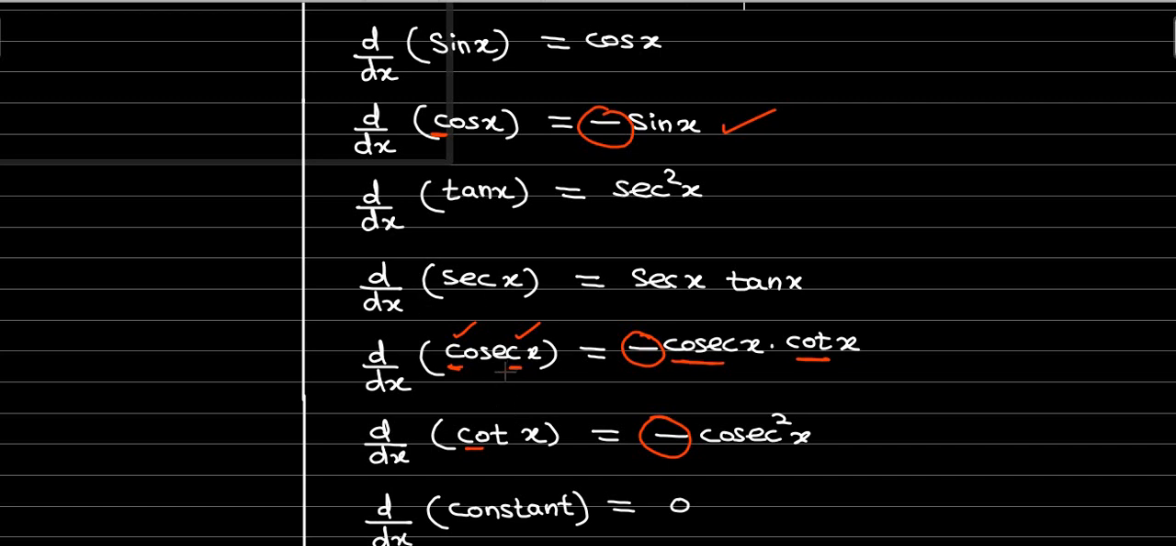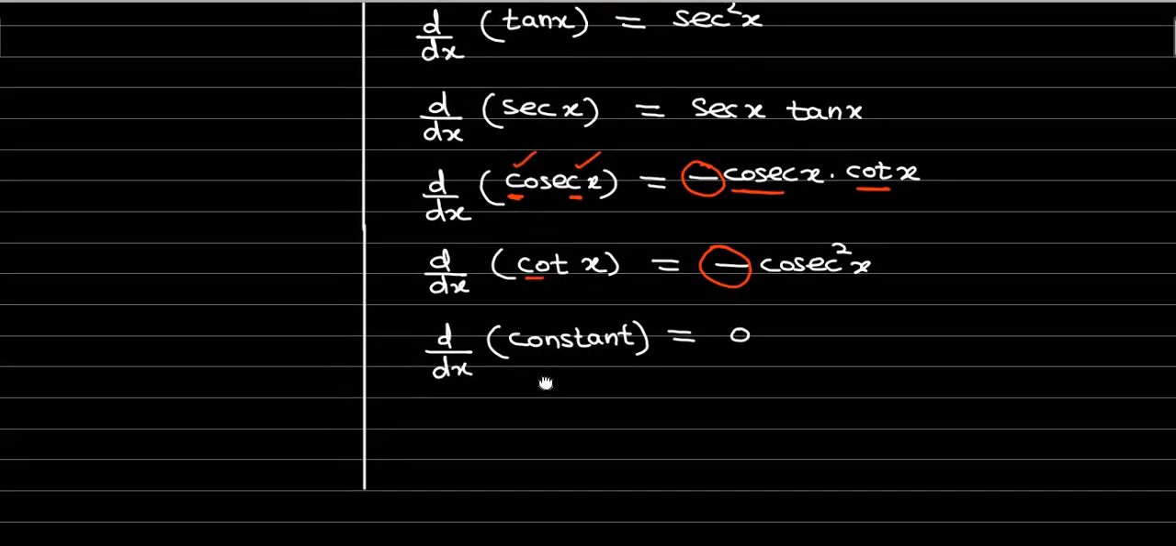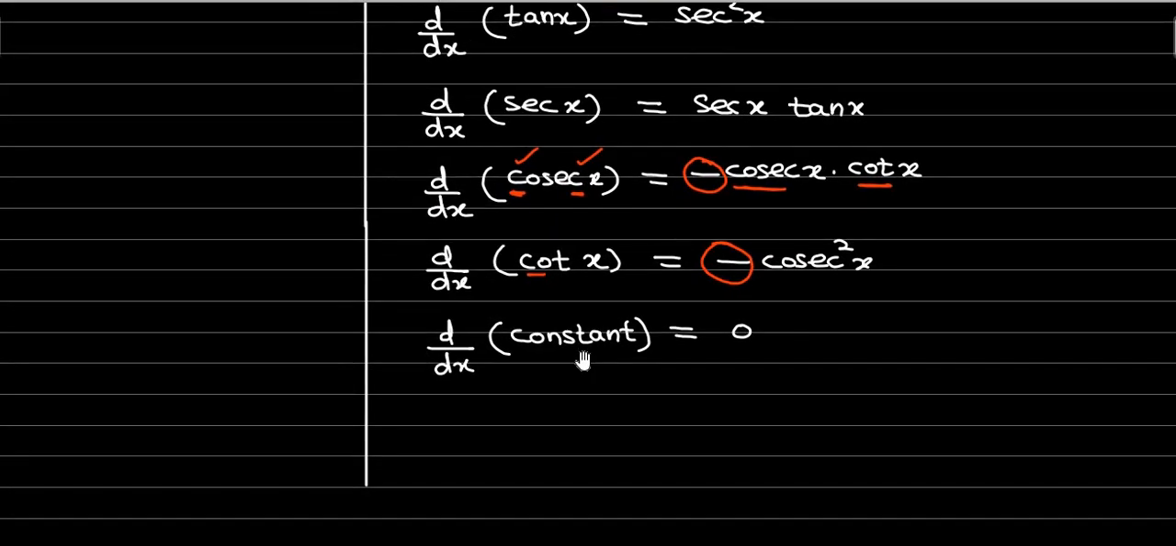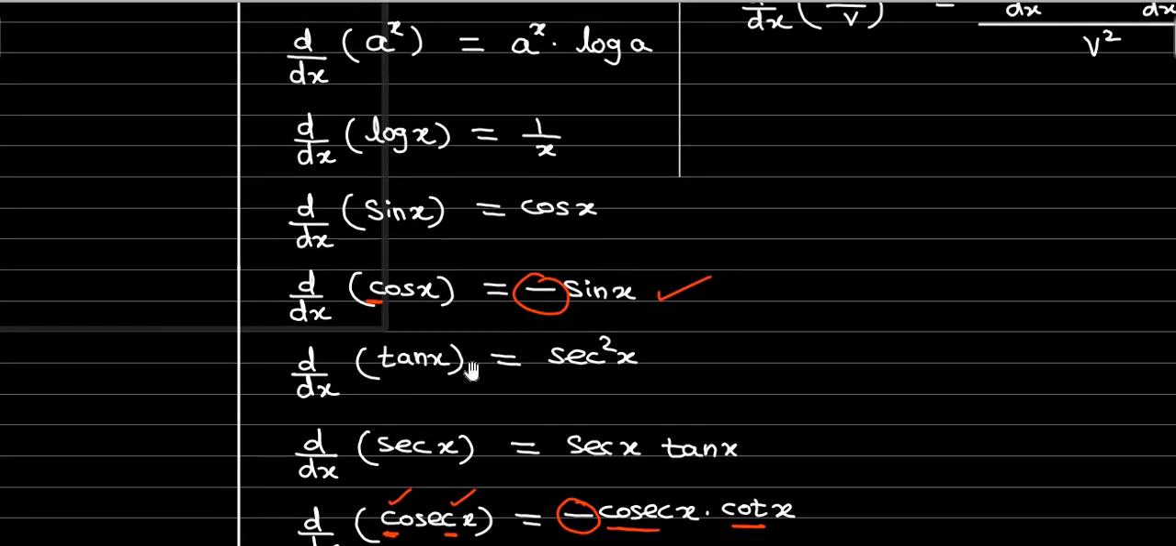So when to use the cosecant x formula? Just see the starting letter and ending letter, both are C, then cosecant x into cot x. Two functions together you have to write. That way you can remember. Now, a constant is just a numerical value, so for any numerical value, if you do the differentiation, by default it is 0. So as of now, you can remember these formulas.